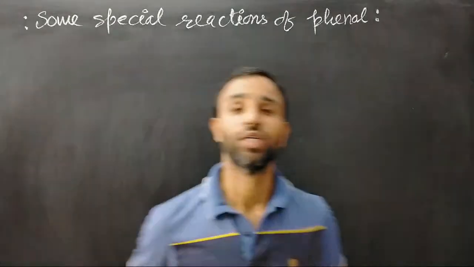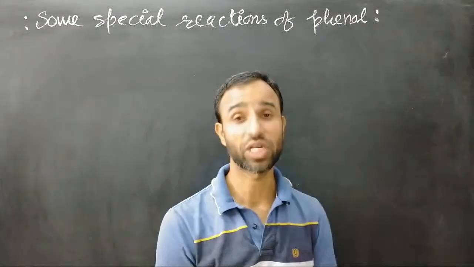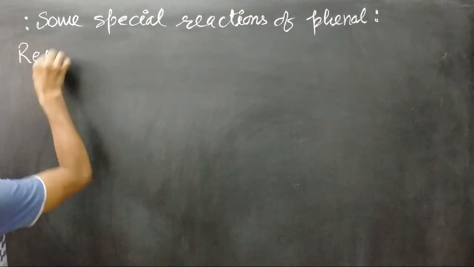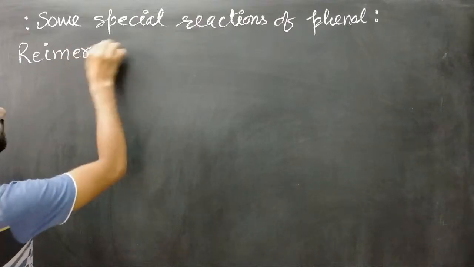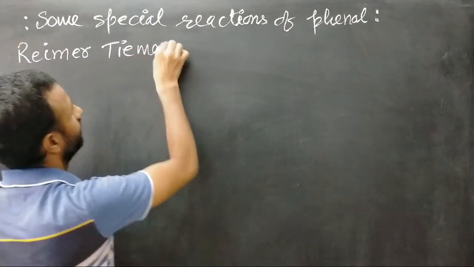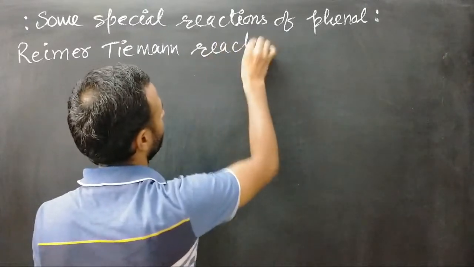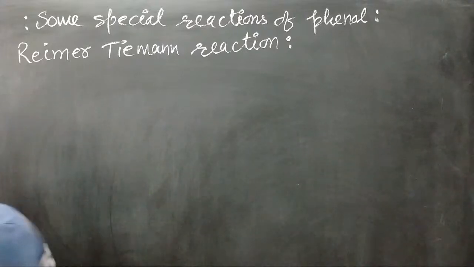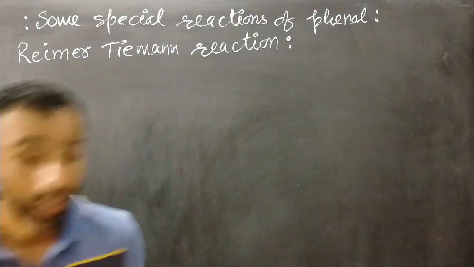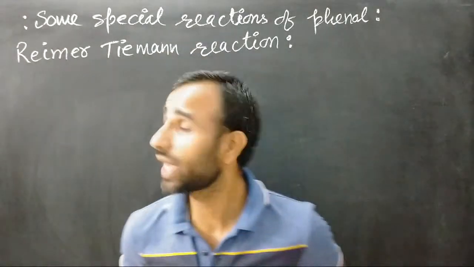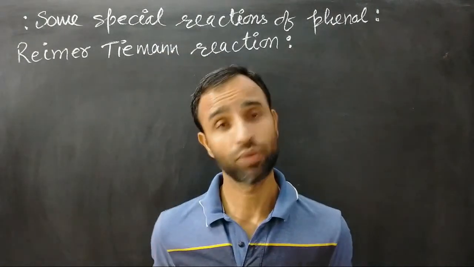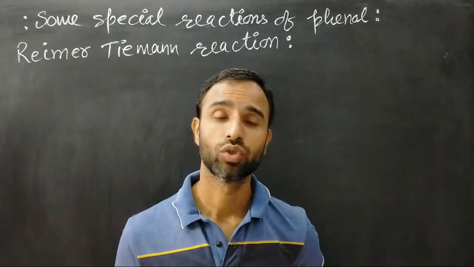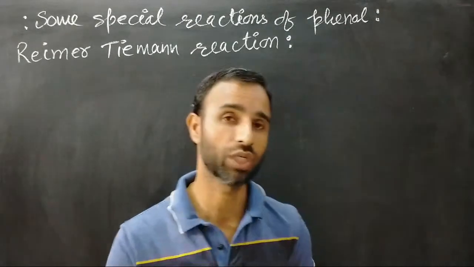Okay, good evening. So, our today's topic is some special reactions of phenol. The first and very important reaction of phenol is the Reimer-Tiemann reaction. In this reaction, we have phenol along with chloroform and sodium hydroxide or potassium hydroxide.